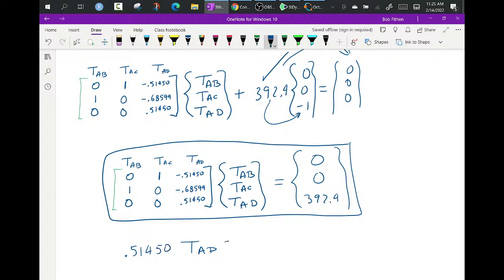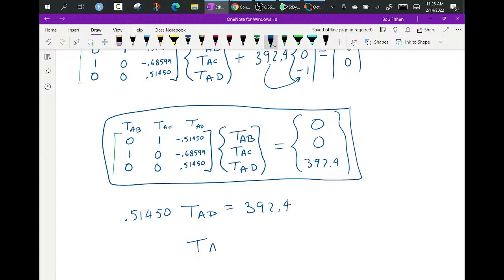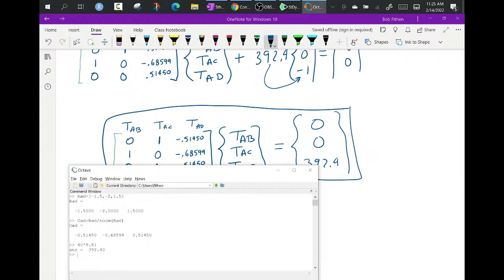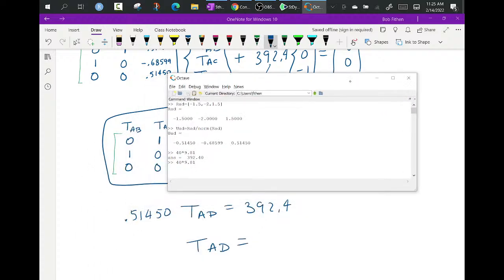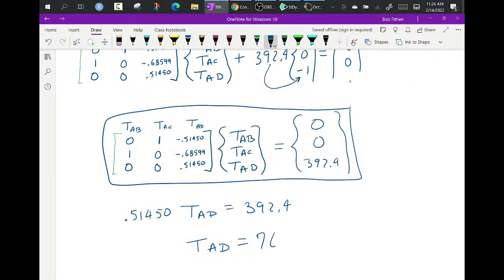0.5145 TAD equal to 392.4. I can basically pull that out, and I'll do that one, and then I'm going to do the matrix itself, divided by 0.5145. And I know there are extra digits. So it says 762.68. Now I can go up here and insert that in here and move it to the other side. And maybe I should do that. Maybe I shouldn't. I don't know.